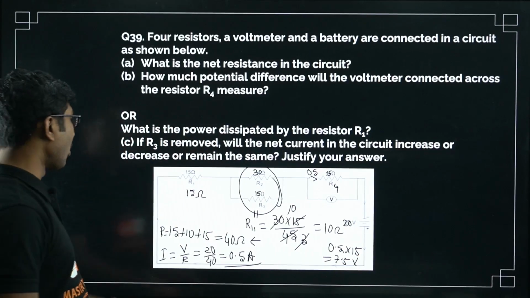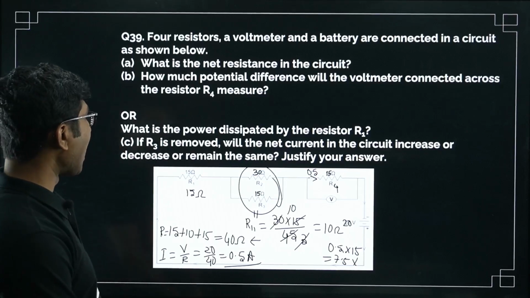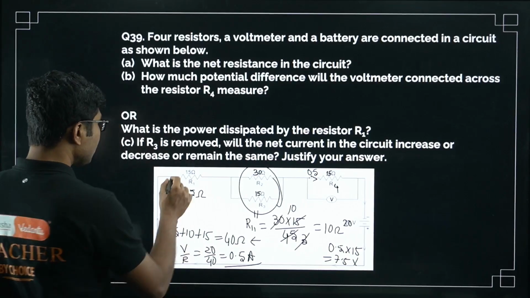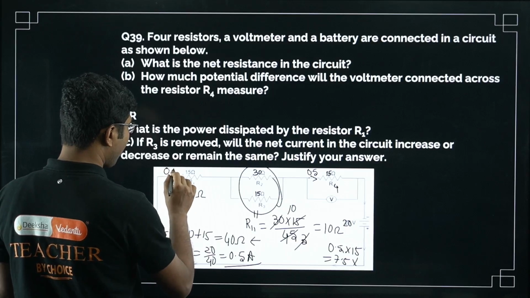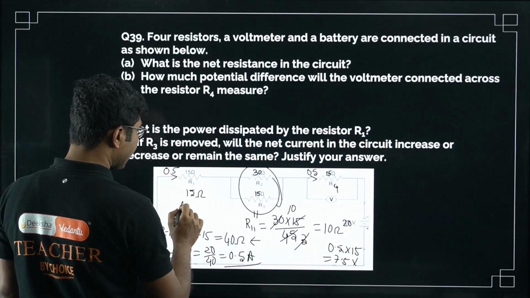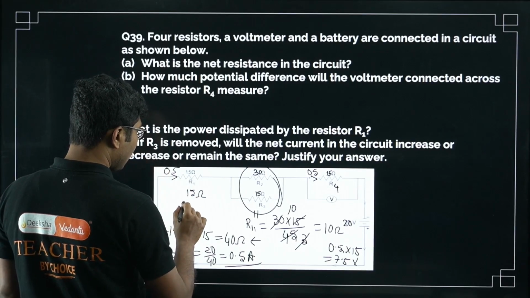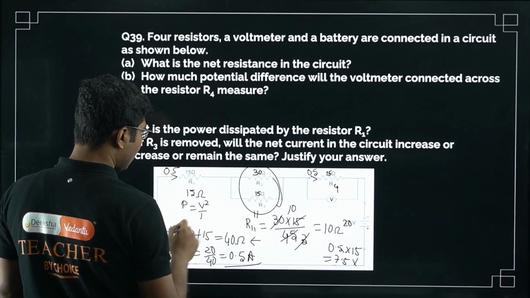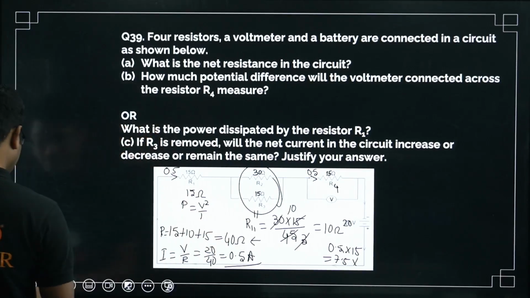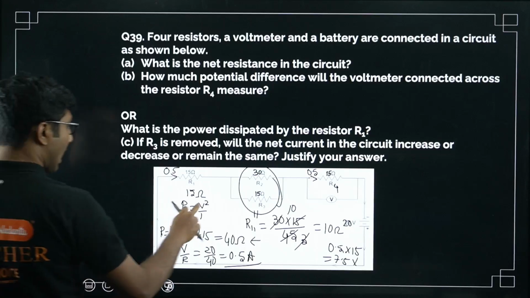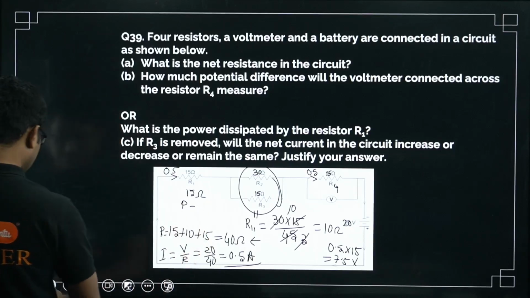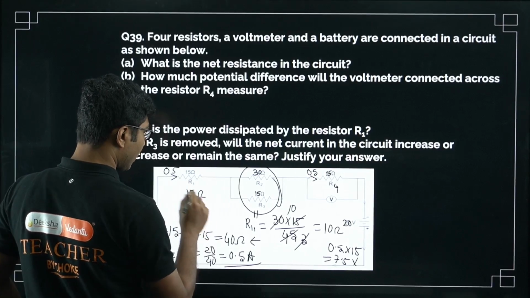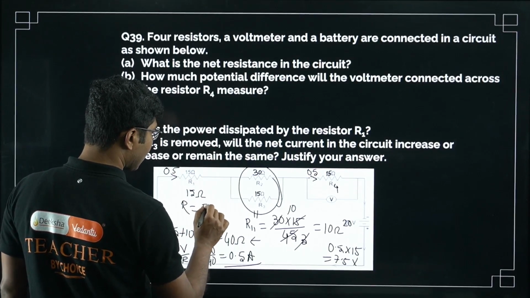Now there is our question. What is the power dissipated by resistor R1? So power dissipated, again current is 0.5. So power dissipated is P equal to V square by R, or V into I, or I square into R. Okay, in this case we will use I square into R. V is not known yet. So I square into R.